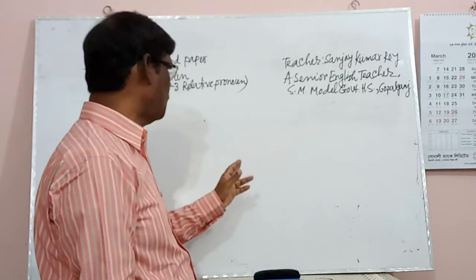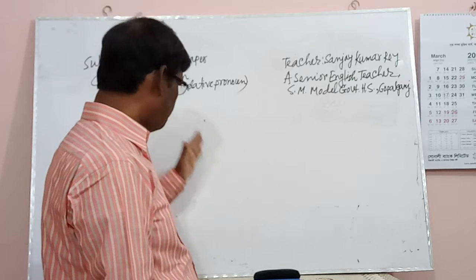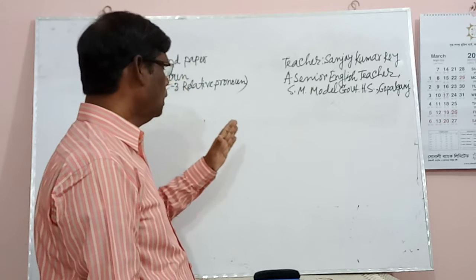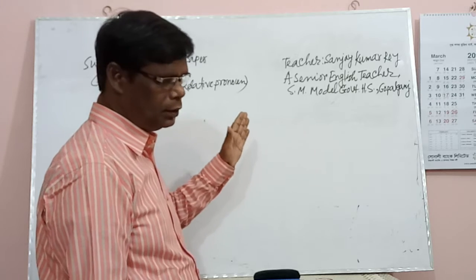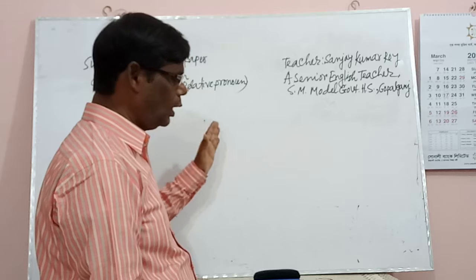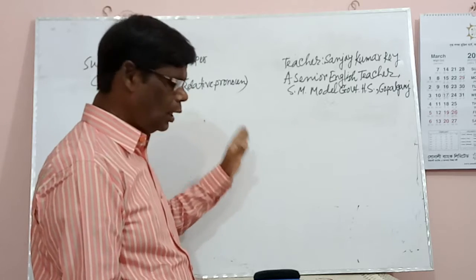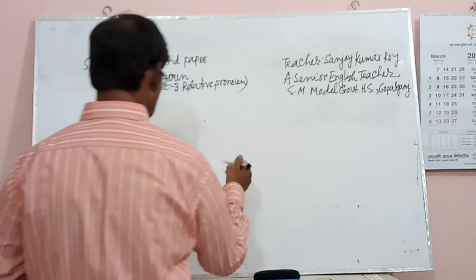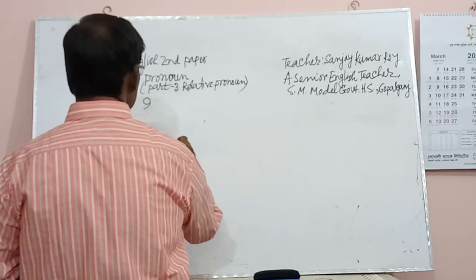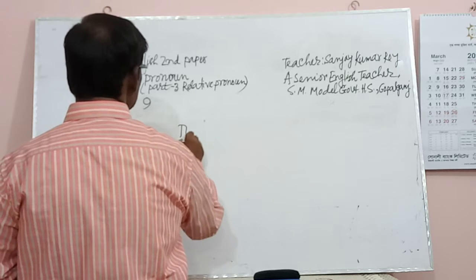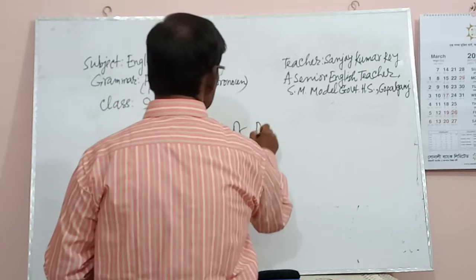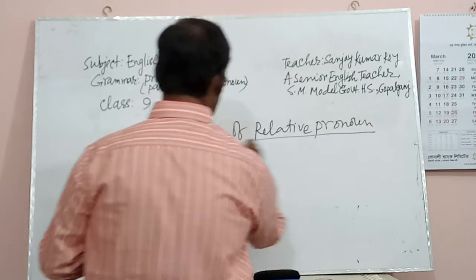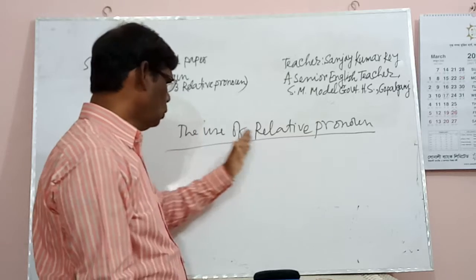The use of relative pronouns depends on the antecedent. The relative pronoun agrees with the antecedent in number, gender and person. That is, according to the number, person and gender of the antecedent, the number, person and gender of the relative pronoun become. Now we'll discuss the use of relative pronoun.